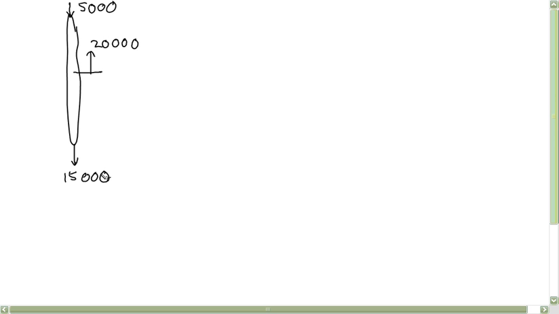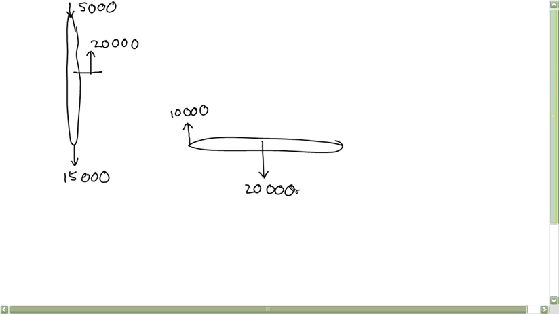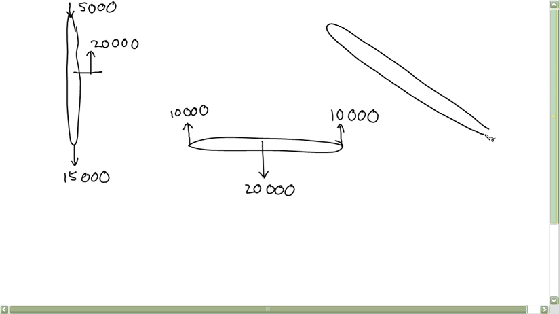Okay. The horizontal member, you have 10,000 up, 20,000 down, and 10,000 up. And the diagonal member, you have 5,000 up, 10,000 down, and 5,000 up.